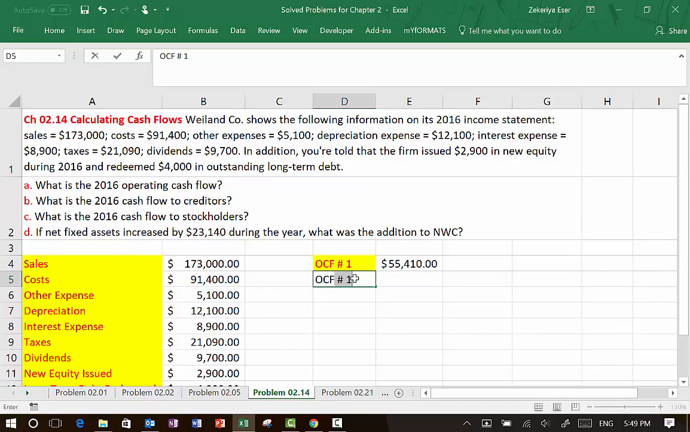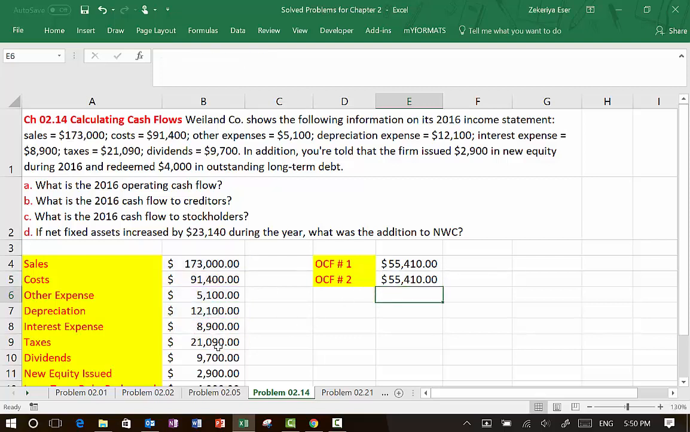Alternatively, the second way, and let's copy and paste the format. We calculate net income first, then we add back depreciation and interest expense. Our net income is sales minus costs minus other expense minus depreciation minus interest expense minus taxes. We add back depreciation and interest expense.